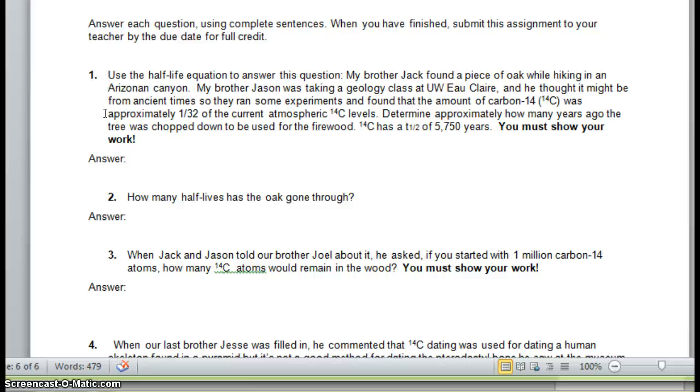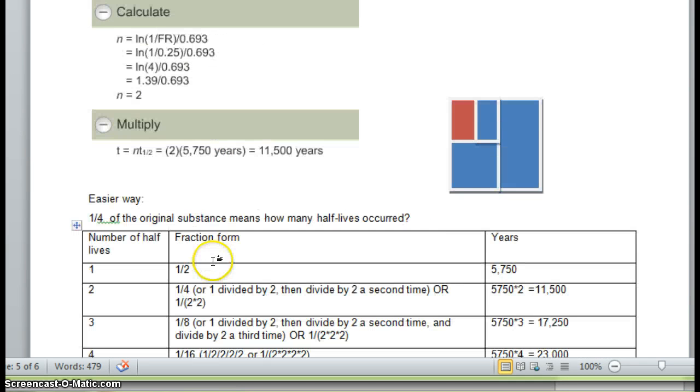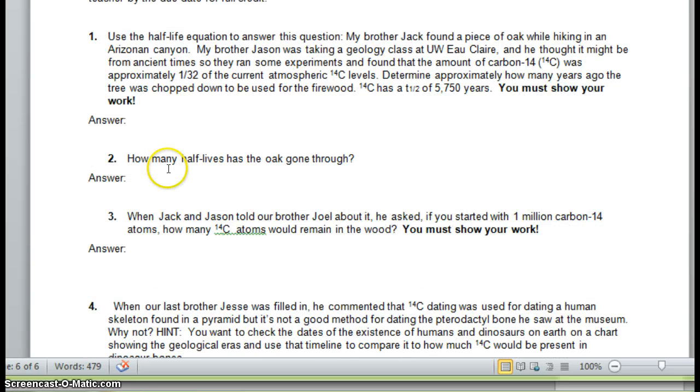You must show your work. You can use the equation given to you. You can use something like that data, whatever is easier for you. Then I want to know how many half-lives it's gone through. I know that's not on the paper you have, but you're going to need that information.